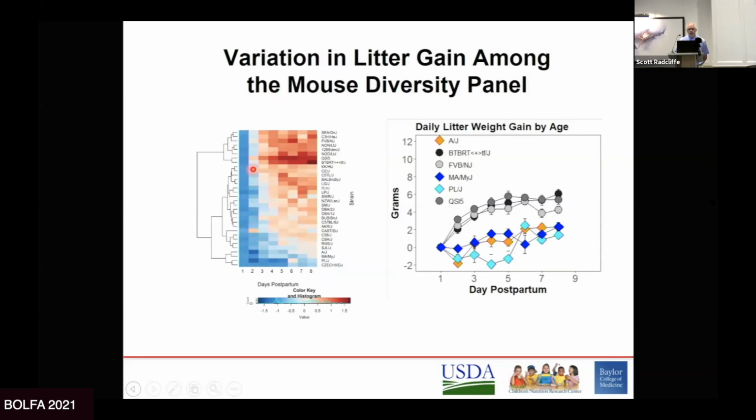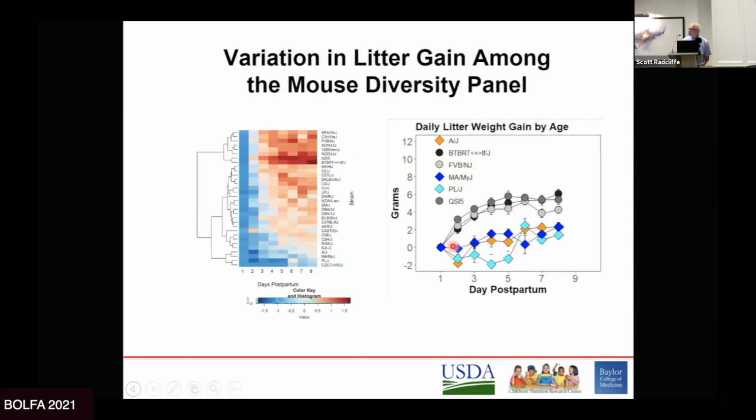And there's a few that jump out in particular, QSI5, which is that dark red band near the top, and BTBR. Those are very capable of supporting high litter growth. And some of them, in fact, give birth to very large litters. And then at the bottom, you have these strains like MAMI and PLJ, and AJ.